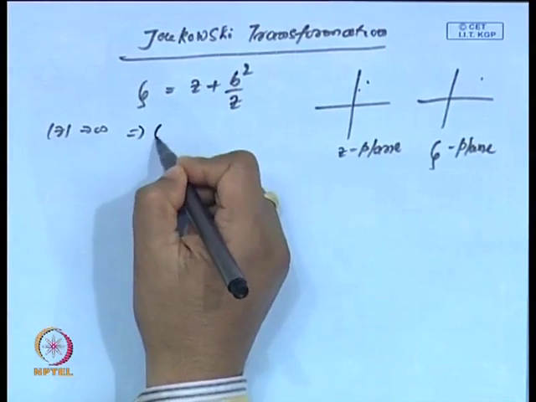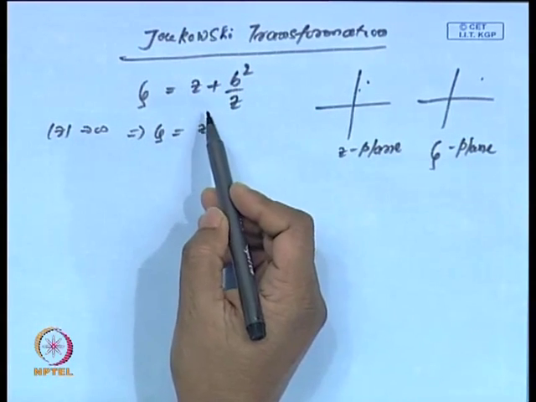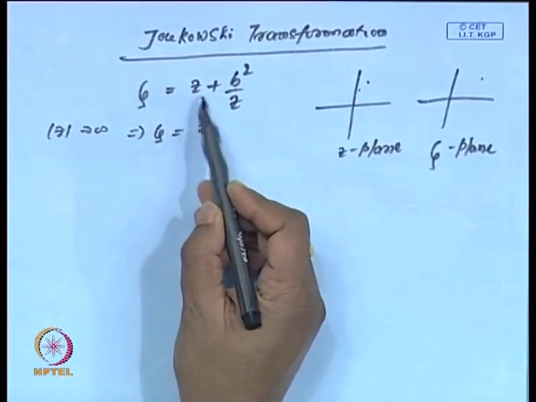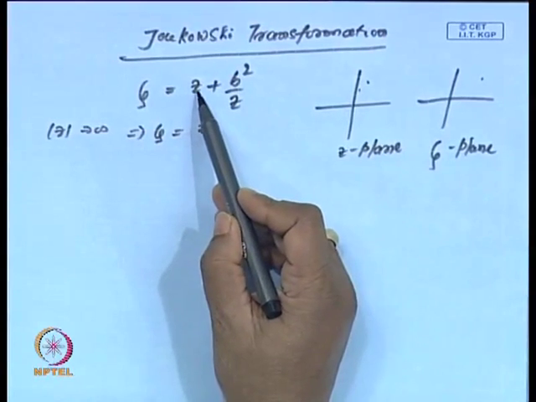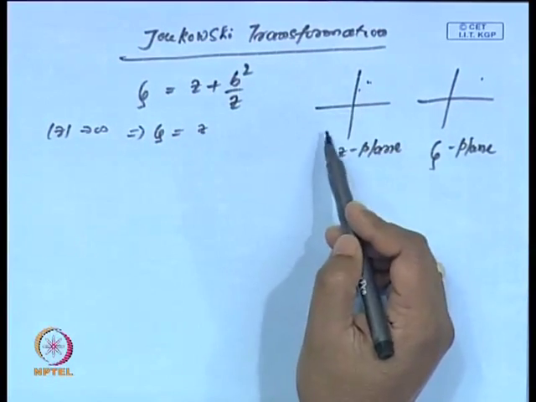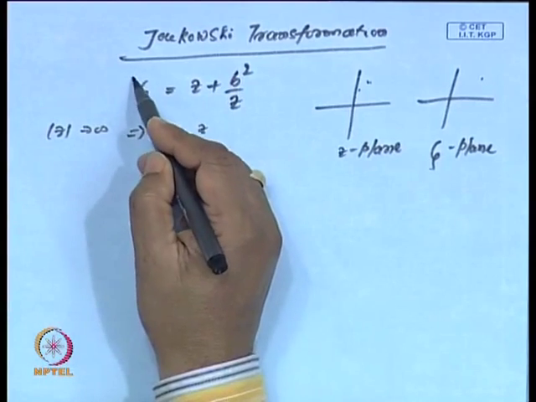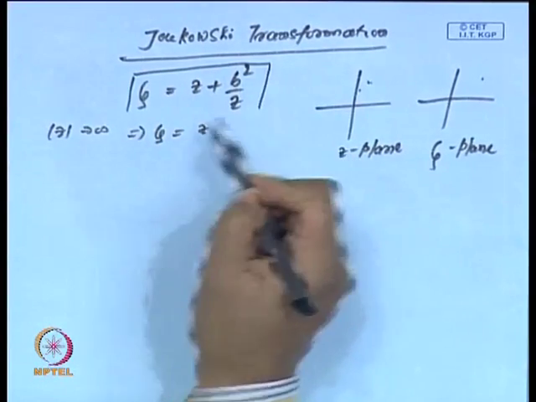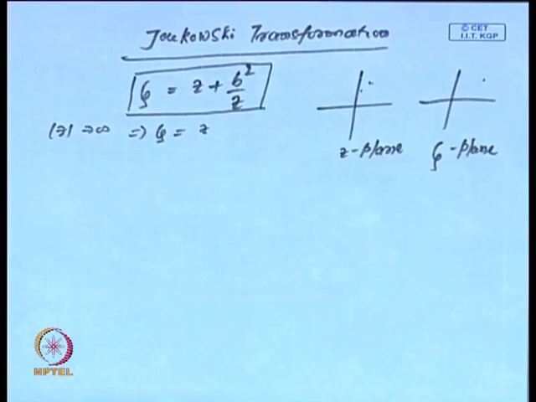Now, it can be easily seen what will happen when mod z tends to infinity: then my zeta will be z. And once zeta is z, that means in the far field, any point in the zeta plane is the same as a point in the z plane. But locally, in the near field, the two things are quite different. A point in the z plane and a point in the zeta plane are quite different. Now, let us see what this transformation means.